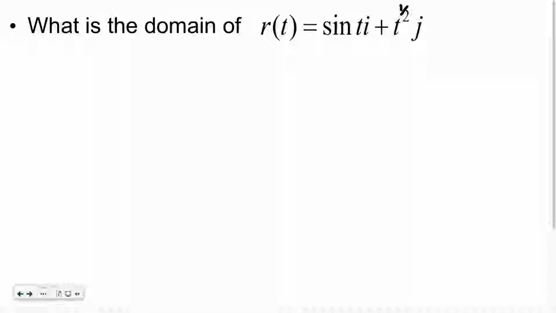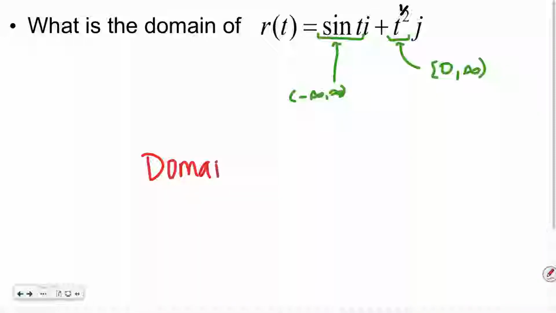So when we consider the domain of a vector valued function, what do we have to think about? The numbers we can plug in. I would think about each component separately. So what would be the domain of sine of t? All real numbers. What would be the domain of t to the 1/2? 0 to infinity. Where do those overlap? 0 to infinity. So then the domain of the vector valued function is 0 to infinity.